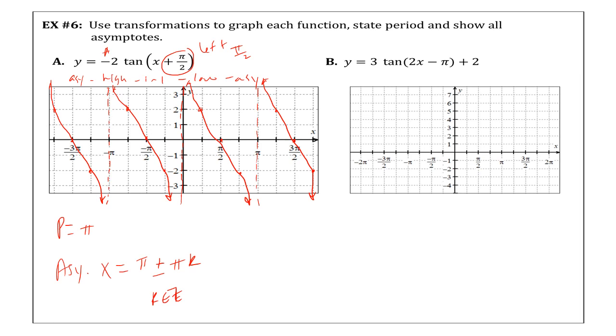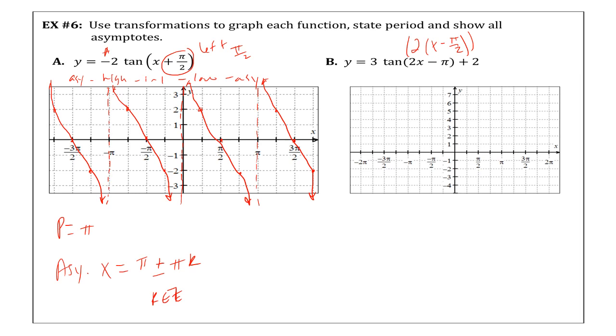Alright, over here, we have 3 tan of 2x minus pi, plus 2. The first thing I want you to acknowledge is that this 2x minus pi doesn't really tell us our c value. So keep in mind that that is not our actual c value. We're going to factor that out. When we factor it out, this is actually 2 times the quantity x minus pi over 2. Okay, that's what this really is. Now we see our B, our C, our D, our A, and each one has a role.